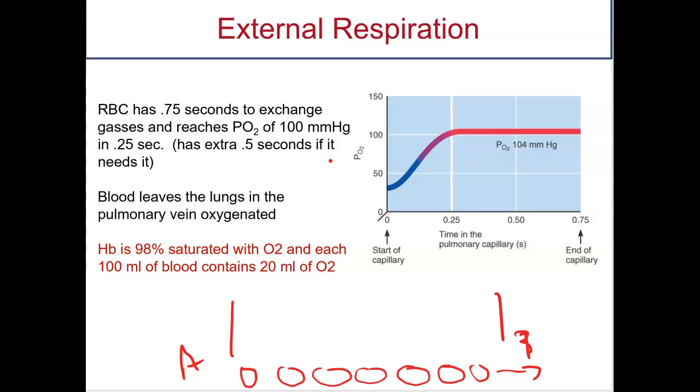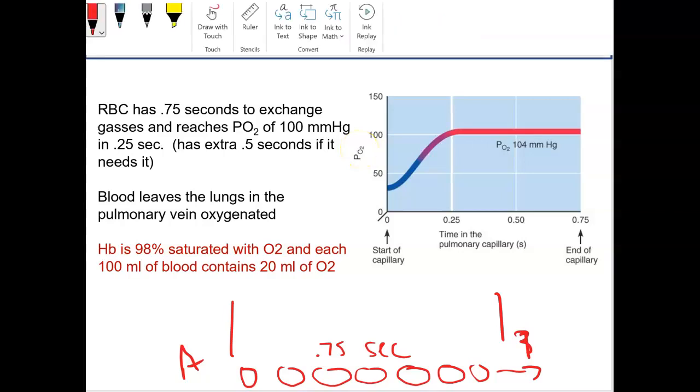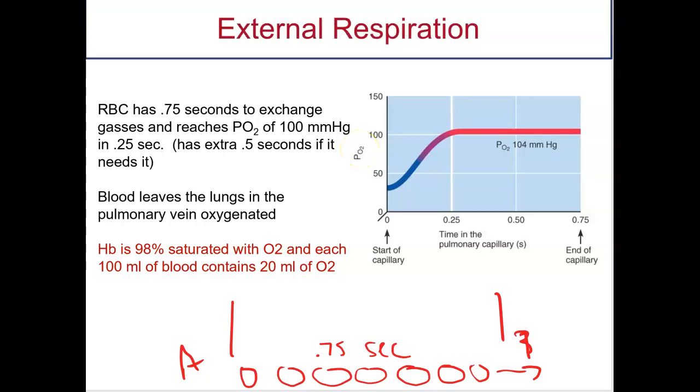Well, we know that it has about 3/4 of a second at normal heart rate and normal blood pressure, if everything's fine and dandy. So what happens is, remember the PO2 is 104 and it comes in at 40. It actually oxygenates really fast, and then the rest of the time, it's not doing anything. It's just passing through. So we know that it only takes 0.25 seconds to fully oxygenate your blood, to get it right up there to 104. It's a pretty quick thing.